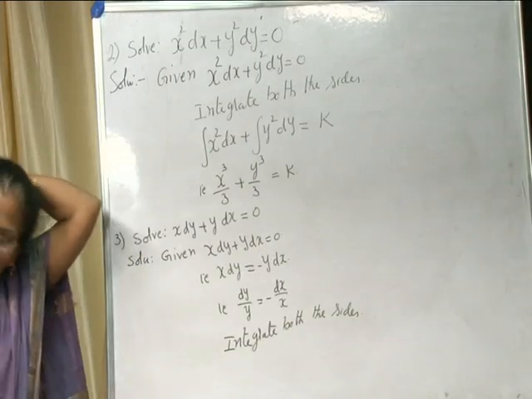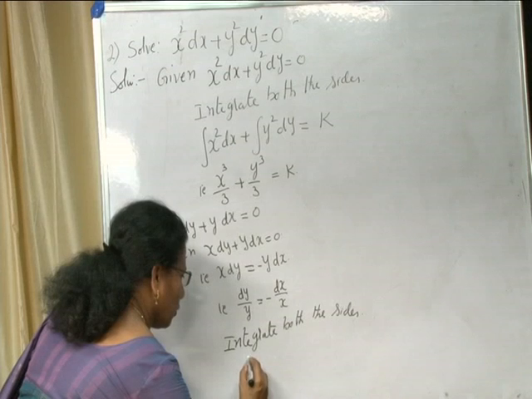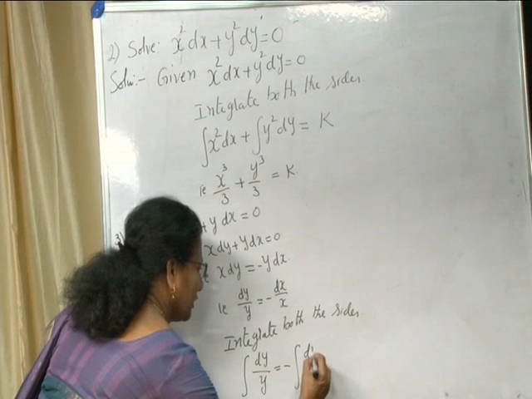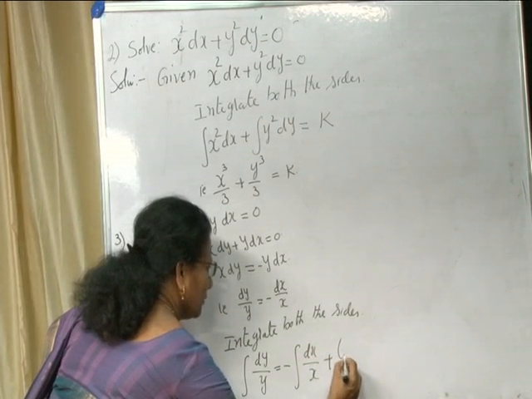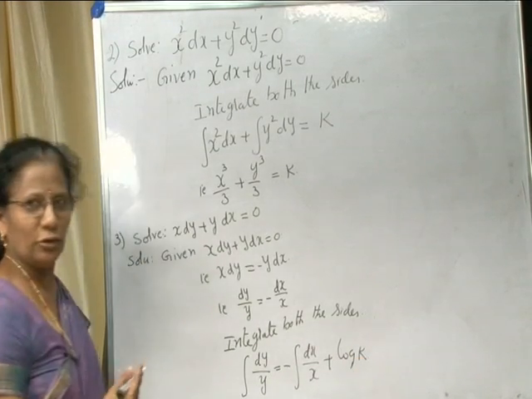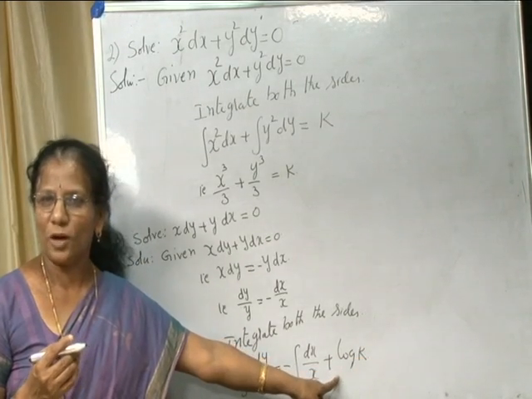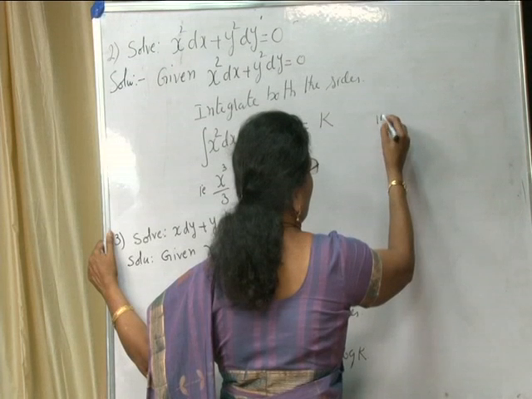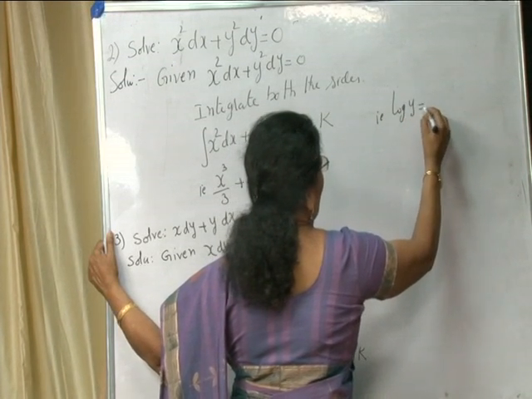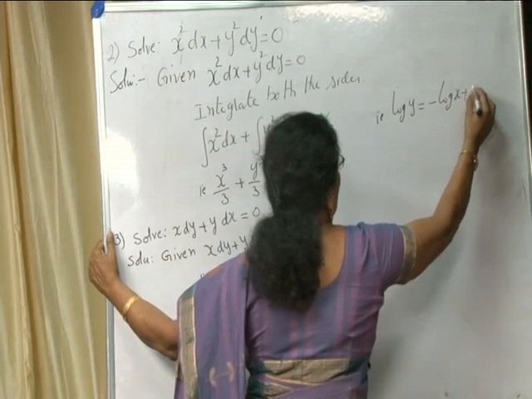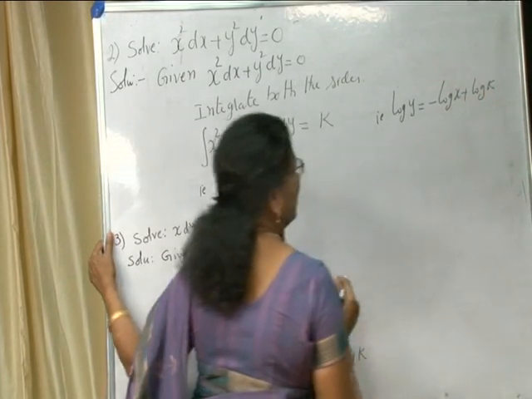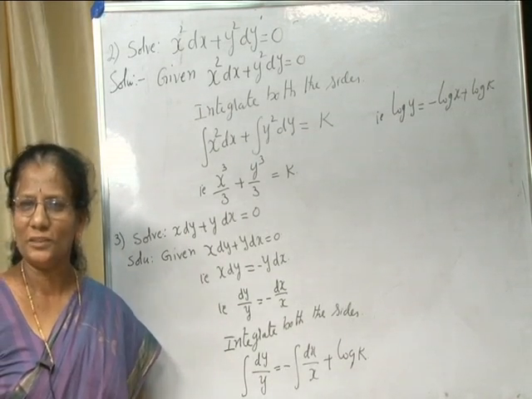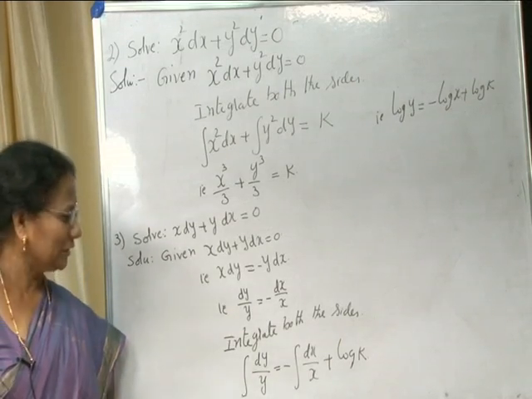Integrate both the sides. Integration of dy by y is equal to minus integration of dx by x plus log k. I will explain afterwards why I have taken log k in the place of the constant. First term, integration of dy by y, that is log of y is equal to minus log of x plus log of k. Whenever you get all the terms as logs after integrating, then you take the constant also as log of k. Then you can easily simplify that.